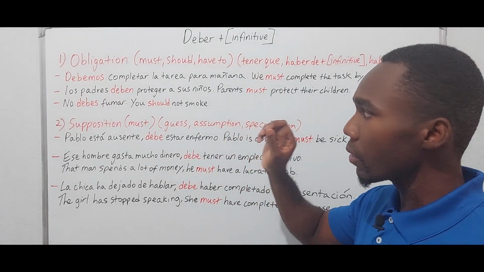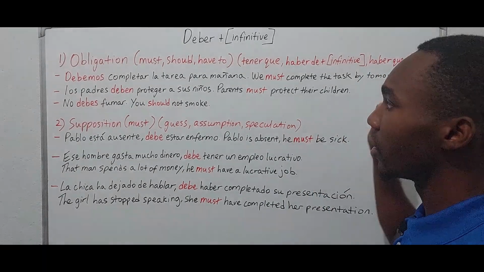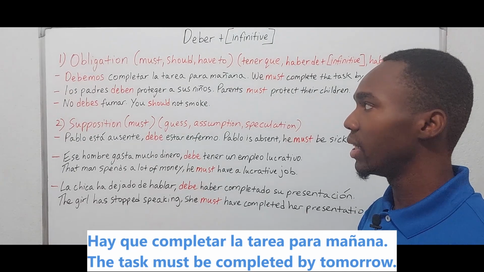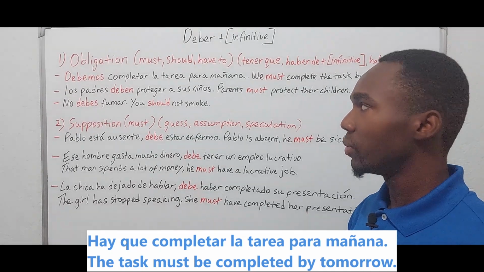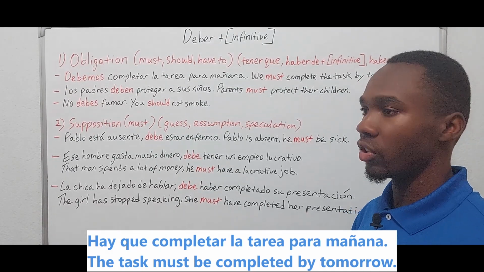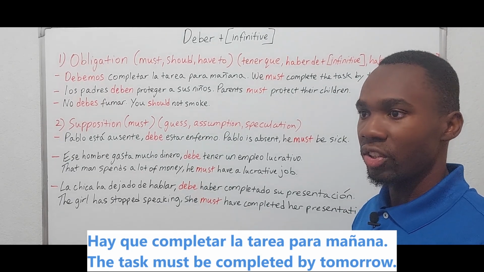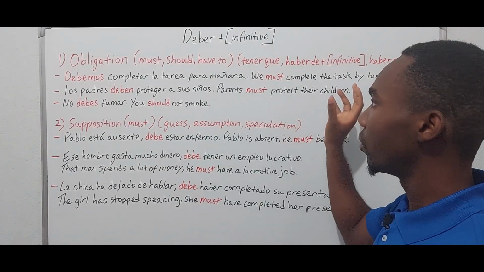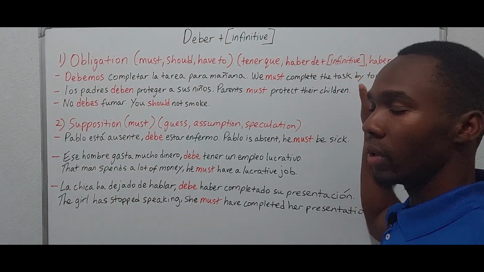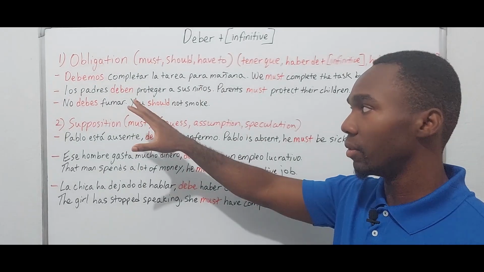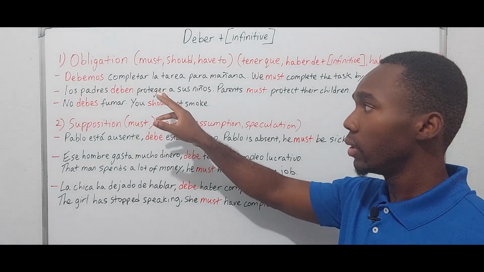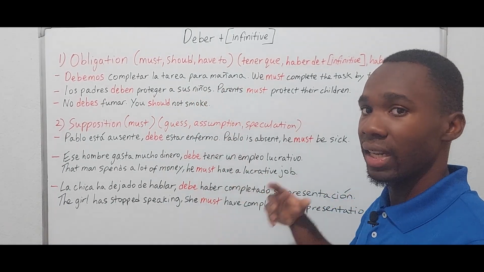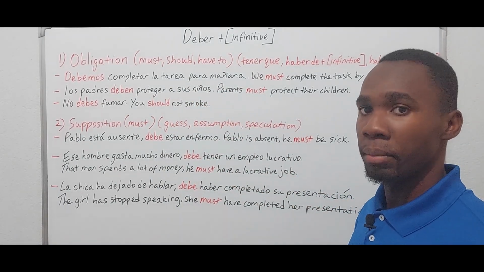So in that case, if we want to use haber que, we would say something like hay que completar la tarea para mañana. The task must be completed by tomorrow. Of course, there's no subject, but we're just mentioning what must be done, okay? So those are just examples of these other expressions being substituted for deber plus the infinitive. So you would see that they carry similar meanings, right?